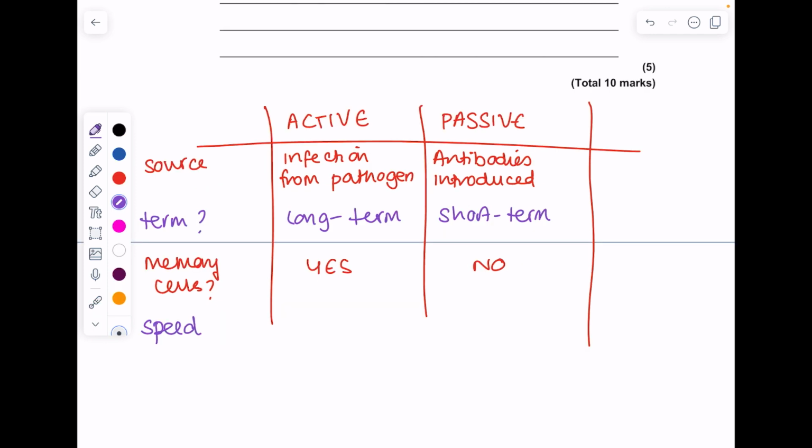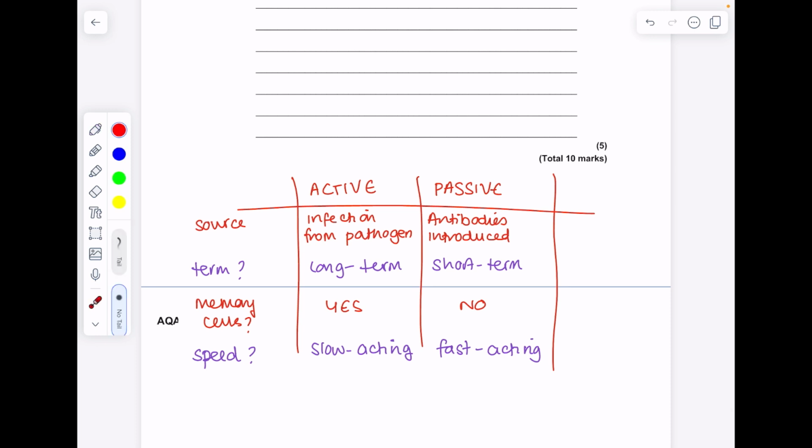How quickly do these types of immunity occur? Well, active is slow acting because you have to wait for those B cells to divide, whereas with passive immunity, the antibodies are already there, such as the case of antivenom, so it's much faster acting. For your fifth mark, you would say that with active immunity, the antibodies are made by plasma cells.